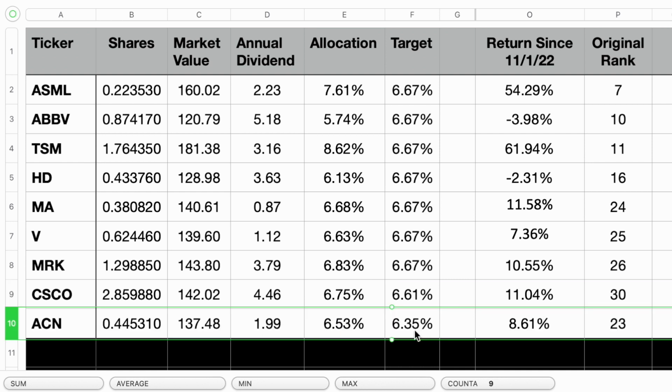Position number 9 is Accenture, that started with a 6.35% allocation and is up 8.61%. Accenture struggled in the beginning, and at one point it was one of the worst components of the portfolio, but they have turned around here in 2023, as have most technology stocks.